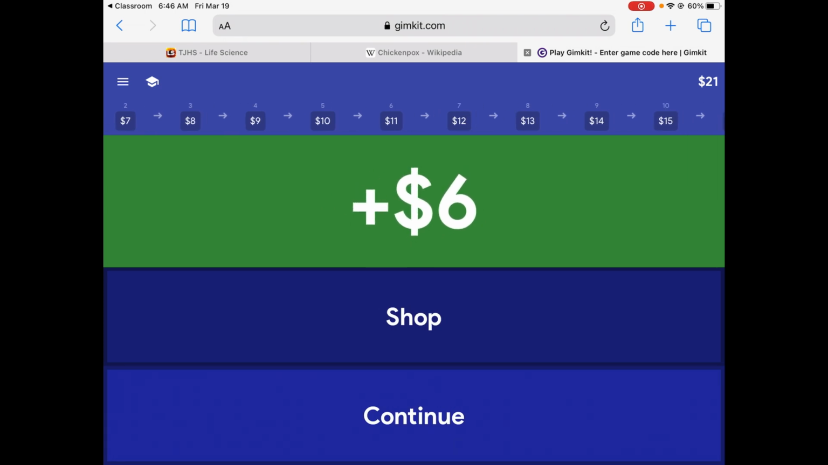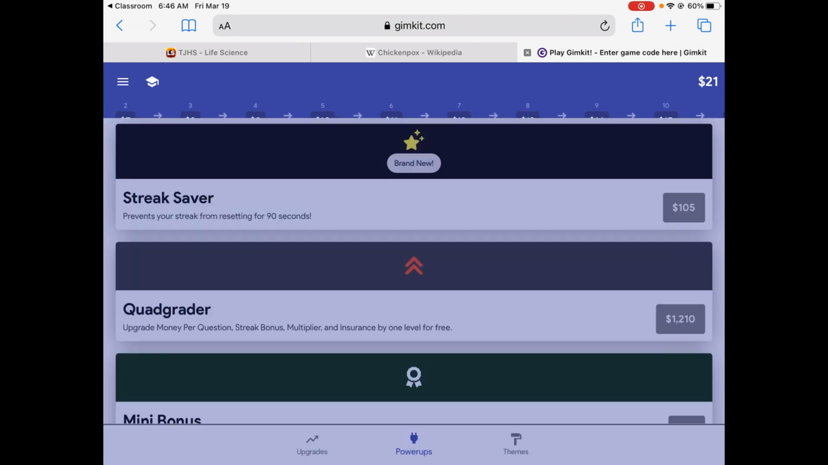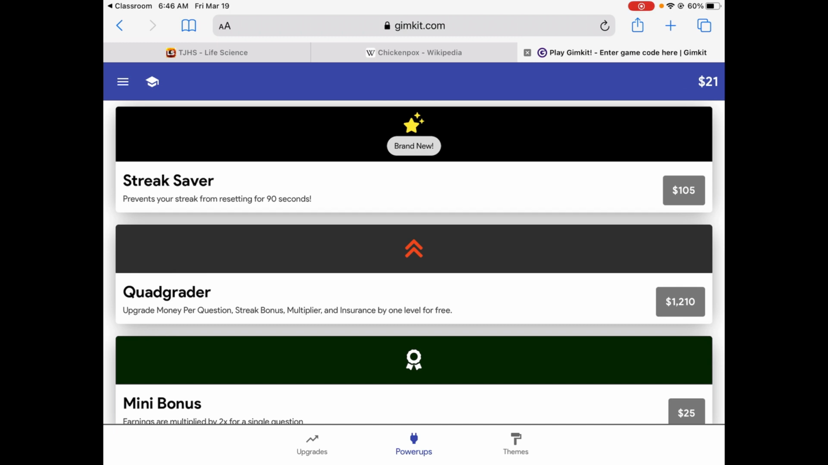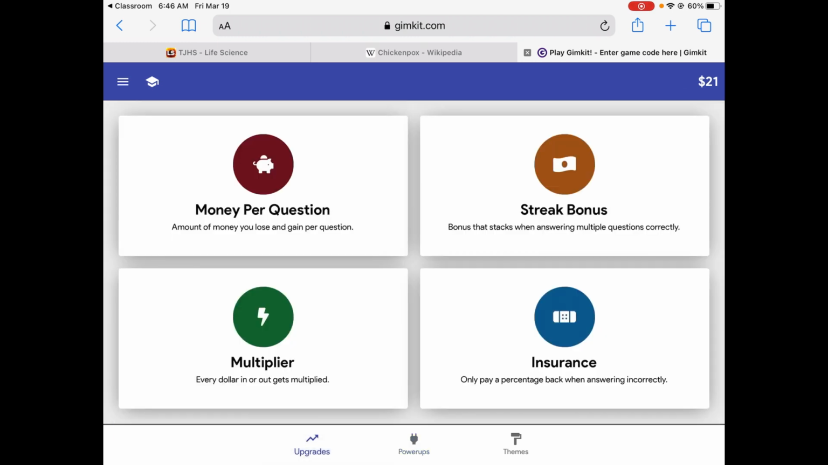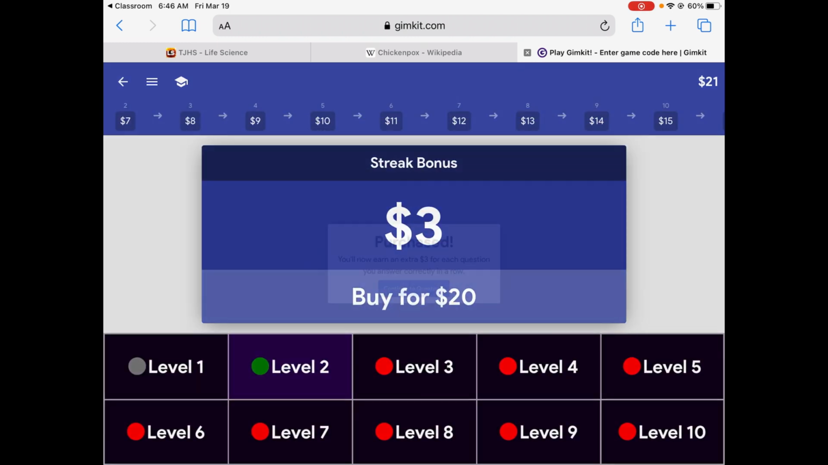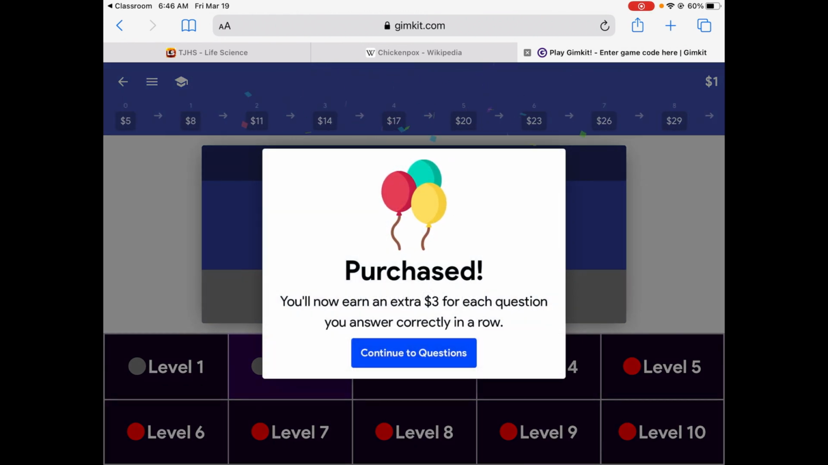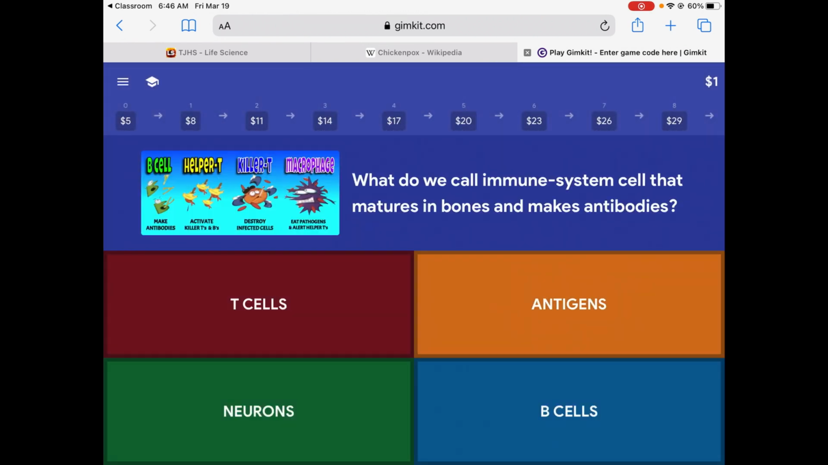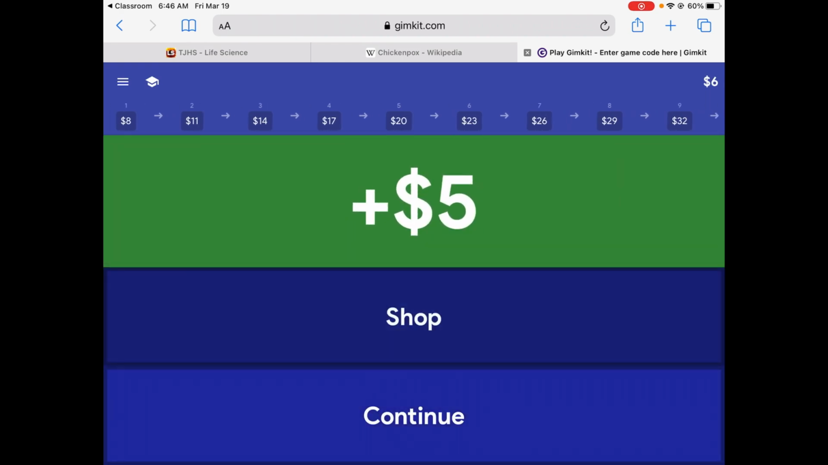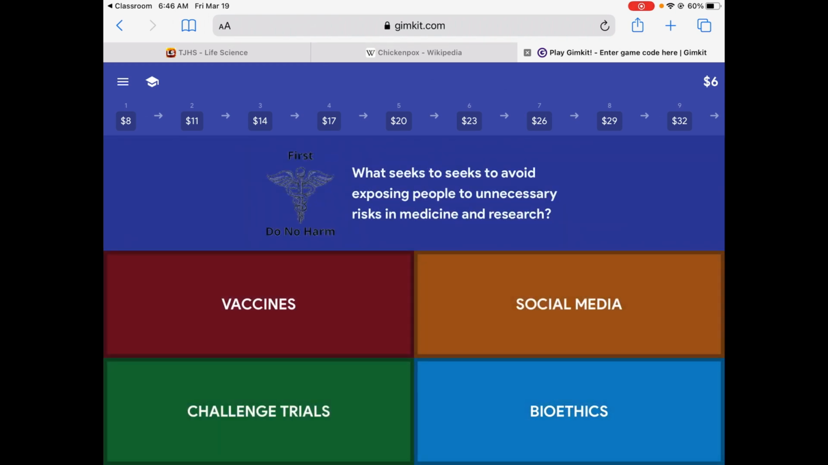Now that went up by $1 because I'm on a streak. If I go shopping, I now have enough to upgrade, get the streak bonus, which means, as you see there, it's going to go up by $3 each question. Immune system cell that matures in the bones. Those are B cells, bones. I'm going to continue because I don't have a lot of money.